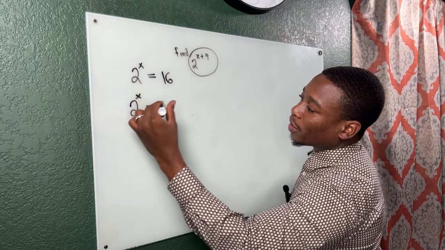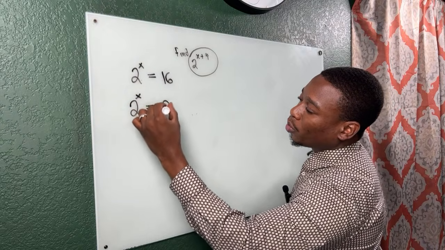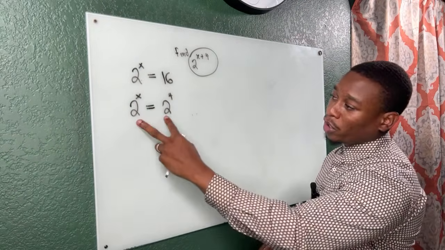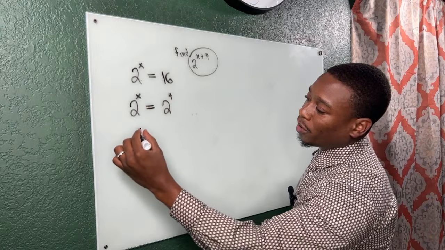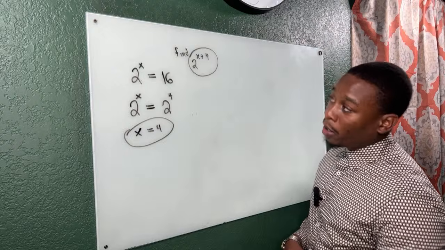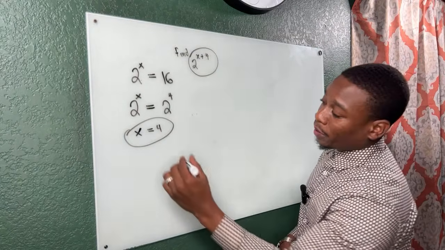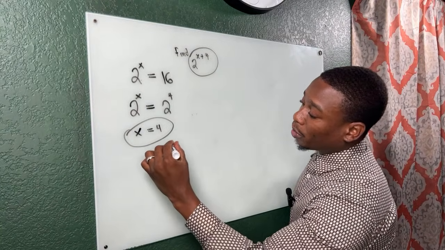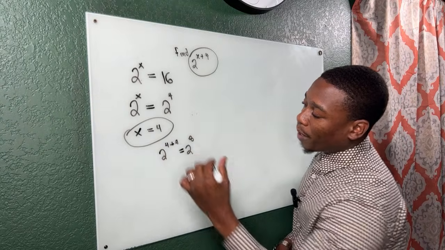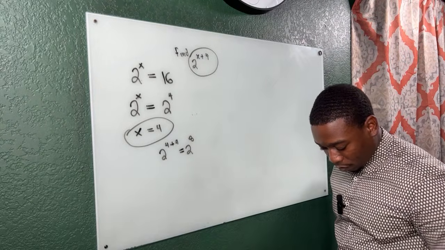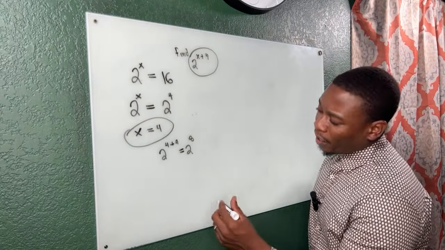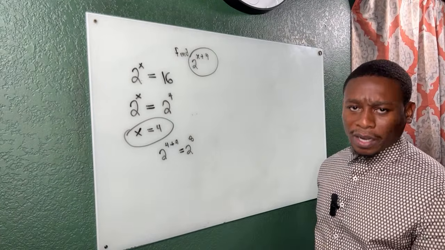So 2 to the x is equal to 2 to the 4th power. Now that we have the same base, we could drop it and worry about our exponents, meaning x is equal to 4, right? Now we could take this answer and plug it in. So 2 to the 4th power plus 4 is equal to 2 to the 8th power, right? Make sure I got that right. Perfect. Okay, beautiful. So now all you have to do is go in your calculator and multiply.